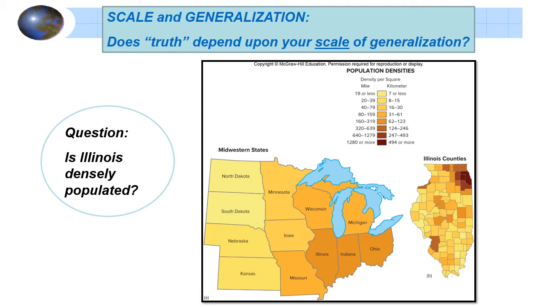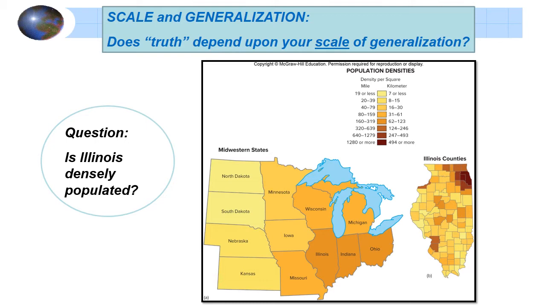All right, so now when you look at Illinois here on the map of the Midwestern states, Illinois is in the highest category. So the answer to the question, is Illinois densely populated? Yes. It's in the highest category of population density in the Midwestern states. But now take a look over here at the county map of Illinois. And now ask that question, is Illinois densely populated? Well, maybe your answer might be a little different there.